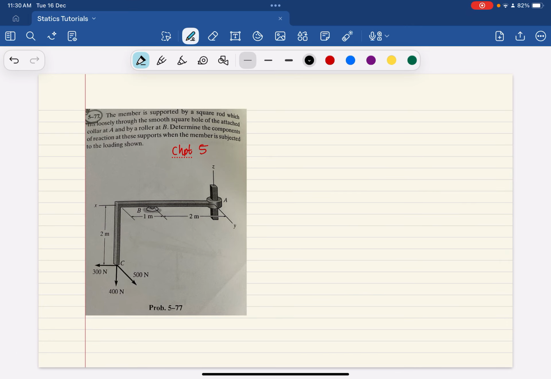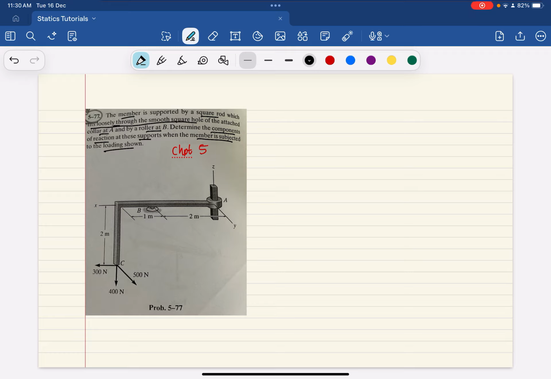simulation. So this member is supported by a square rod, which fits loosely through the smooth square hole. So this is very important, the words loosely through the smooth square hole. Attached to the collar A and by the roller at B. Determine the components of reaction at these supports when the member is subjected to the loading as shown.